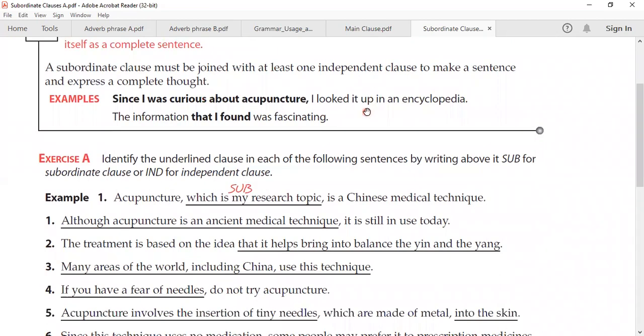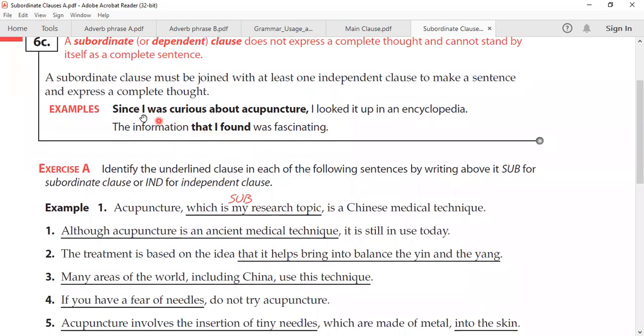Since I was curious about acupuncture, I looked it up in an encyclopedia. And by the way, acupuncture is a medical way, a Chinese medical treatment. Right? The information that I found was fascinating. This part also is a subordinate clause, and a relative clause, in fact.